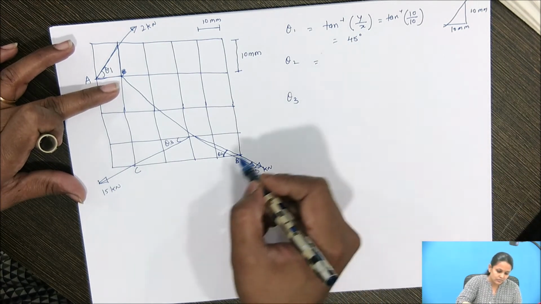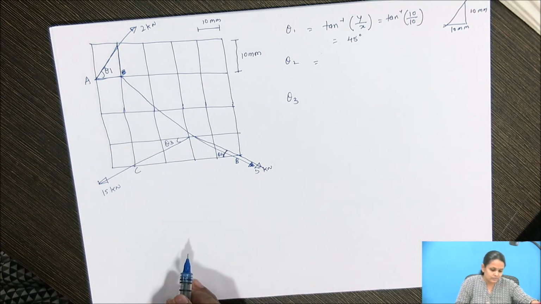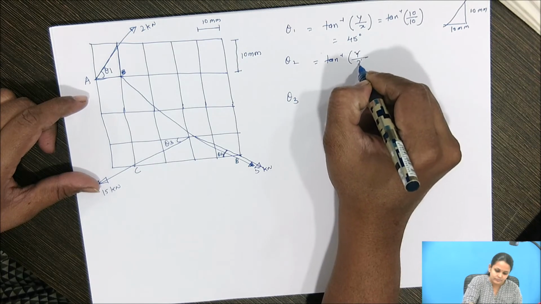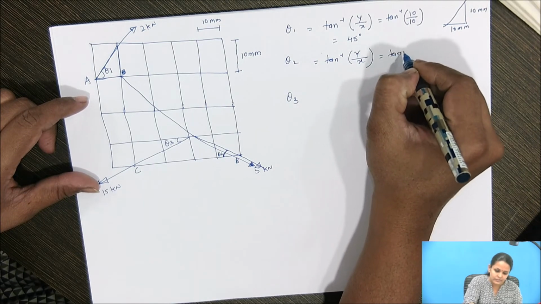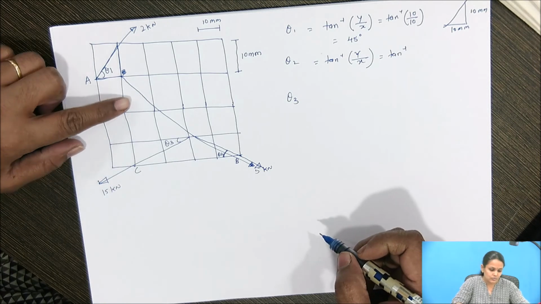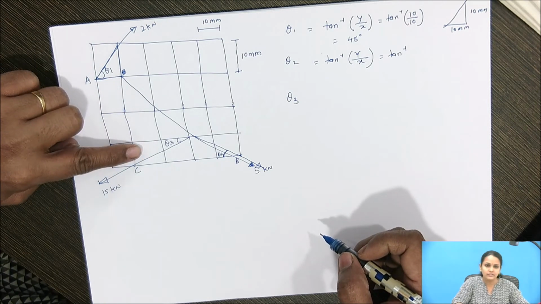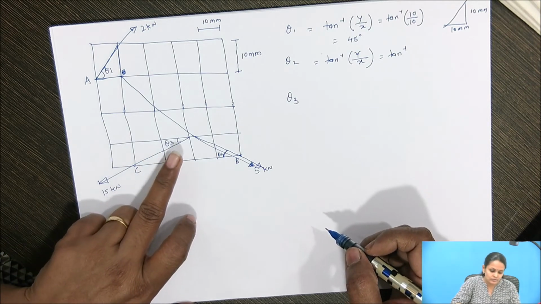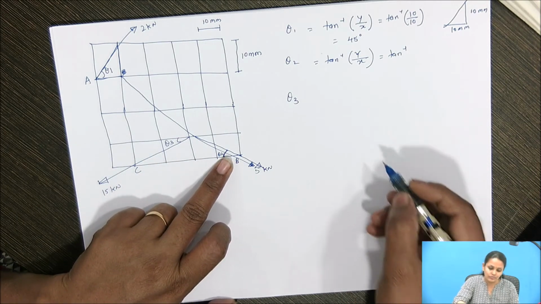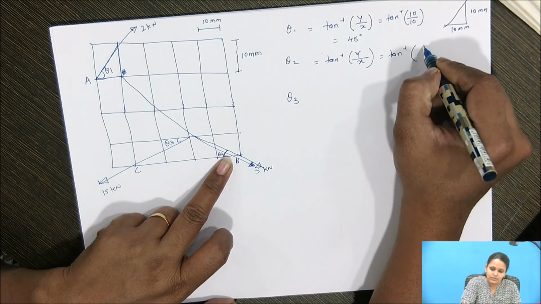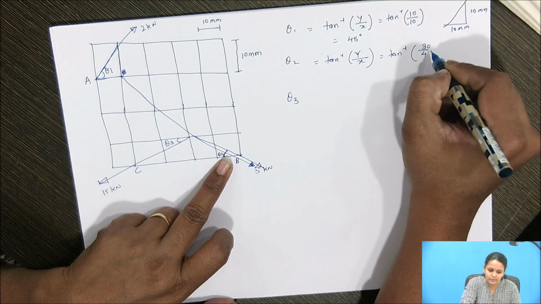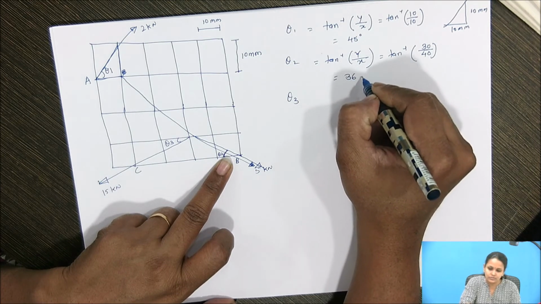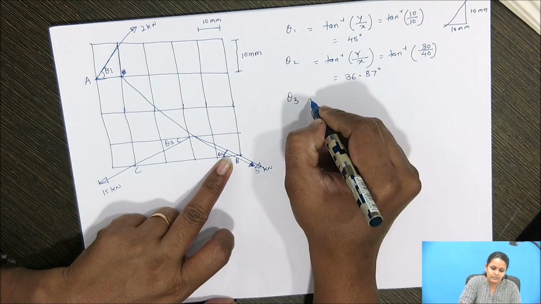Then theta 2. So if I consider the theta 2, tan inverse of y by x, here we will get the vertical dimensions, that is 1 square, 2 and 3. Okay, and the horizontal direction 1, 2, 3 and this last one 4. So it is tan inverse of 3 by 4 or 30 by 40. So here you will get theta 2 is equal to 36.87 degree.